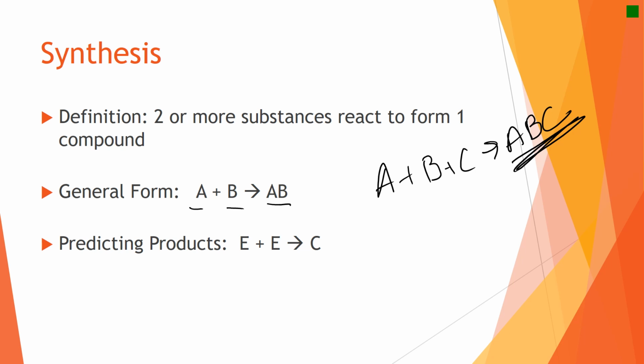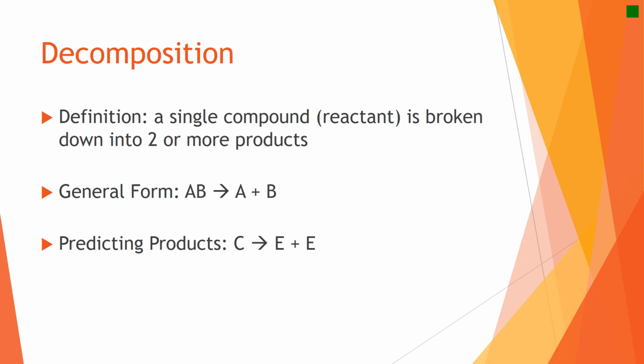Okay, a lot of times for predicting the products, we're going to have an element plus an element making a compound. For this class, there are some goofy ones that you are going to have to know. There's a few exceptions that you're going to have to know, but typically it's going to be an element plus an element, and you're basically going to squish them together to make a compound.